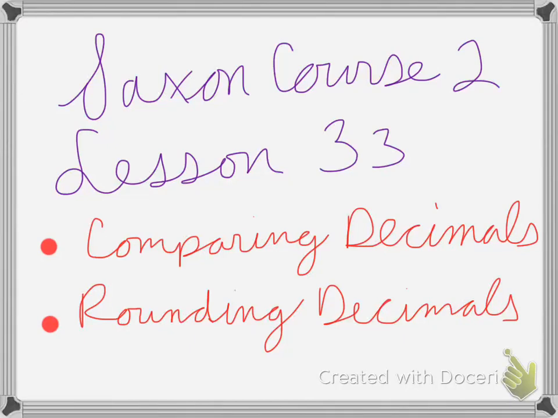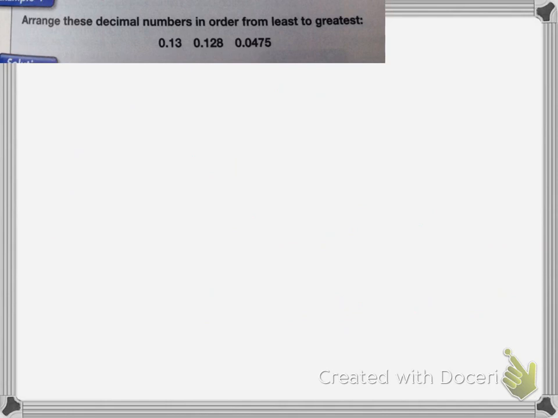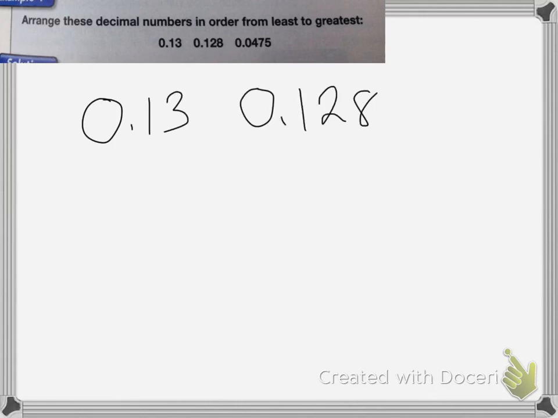Saxon Course 2, Lesson 33, Comparing Decimals and Rounding Decimals. So here it wants me to arrange these decimal numbers in order from least to greatest. So I have 0.13, 0.128, and 0.0475. Now I need to see which number is the biggest.